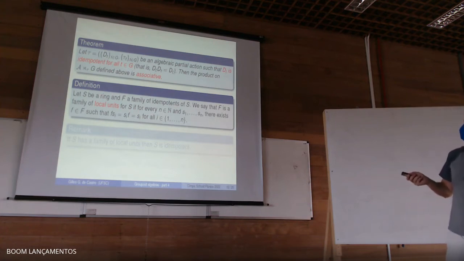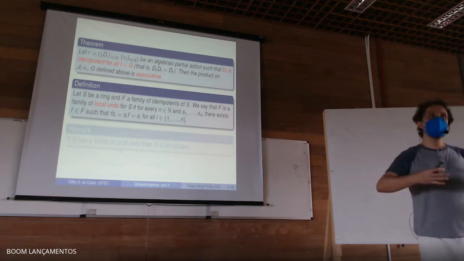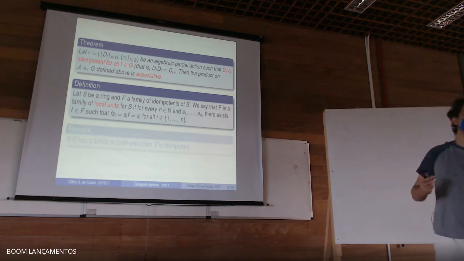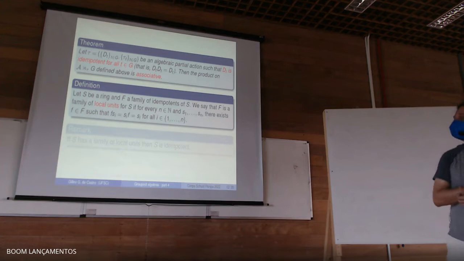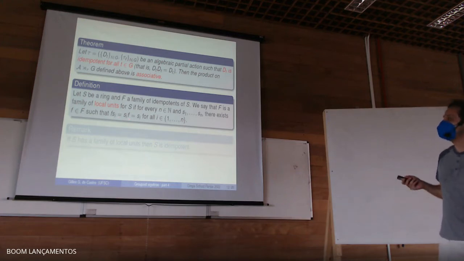So let's say you have a ring S and a family of idempotents of S. Say that this family is a family of local units if it acts as a unit, not in the whole S, but on every finite subset of S. There's an element f of this family F which acts as a unit. So f s_i = s_i f = s_i. For each finite family, you can find this element in F.